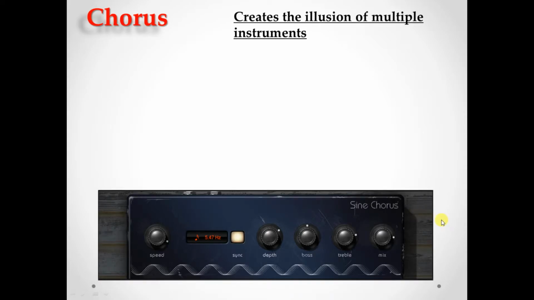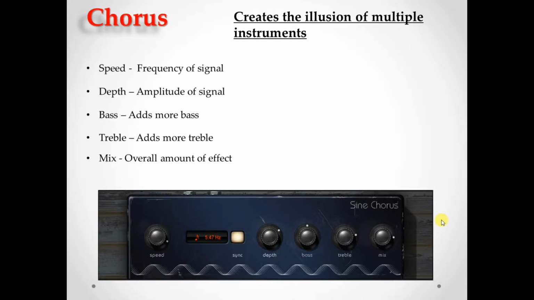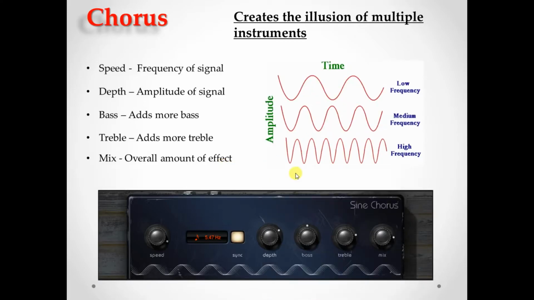So chorus is going to kind of create the illusion of multiple instruments played at the same time. This is a little complex, but it's not too bad. The basic controls are down here. First up we have the speed, which is the frequency of the signal. Next is the depth, which is kind of the amplitude of the signal. Bass adds more bass, treble adds more treble. And then again, the mix is the overall amount of the effect.